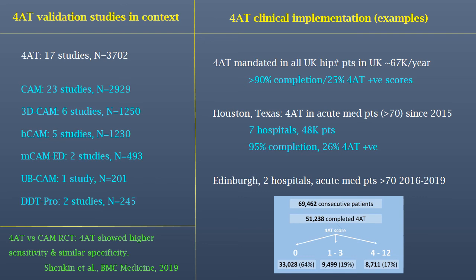One American example is its use in Houston, Texas, where again, it's been used across a number of different hospitals with good completion rates and plausible-looking positive rates. Locally, it's been introduced in the last 3 or 4 years, and between 2016 and 2019, using the electronic data records, we found that of 70,000 eligible patients, 51,000 completed the 4AT with reasonably good completion rates, especially in the older age groups. And again, on the right-hand side, the scoring range 4 to 12 is indicative of possible delirium, with plausible kinds of rates for detection.